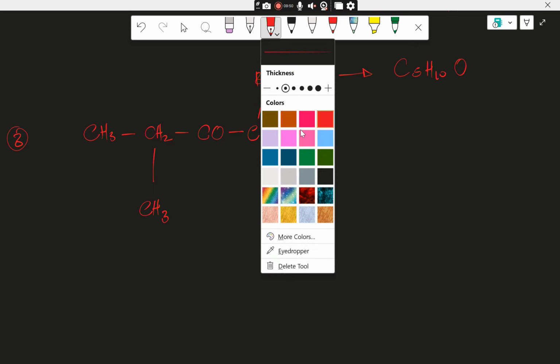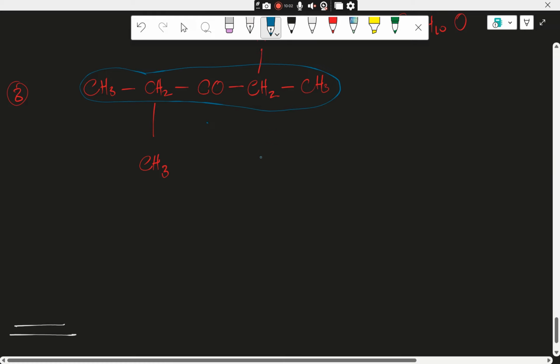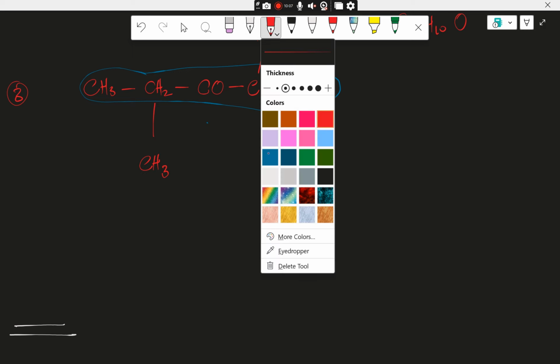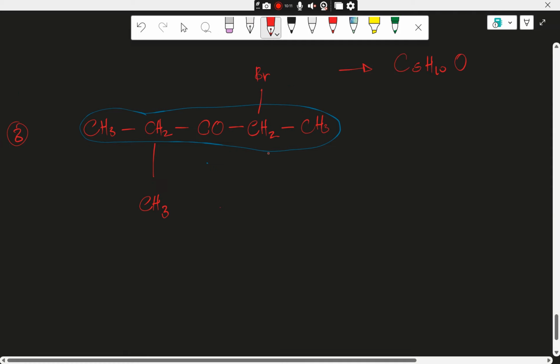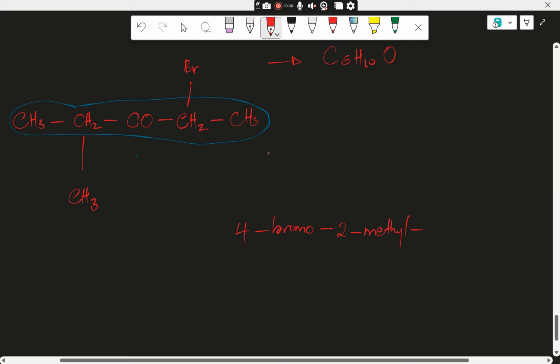So we can tell that our main chain will be this one, because it should include the carbonyl group, the functional group. So for the name in here, when we have substituents, we name them alphabetically, right? So it will be, one, two, three, four, so that will be a 4-bromo, and then we have two here, 2-methyl, okay, and then you have what?